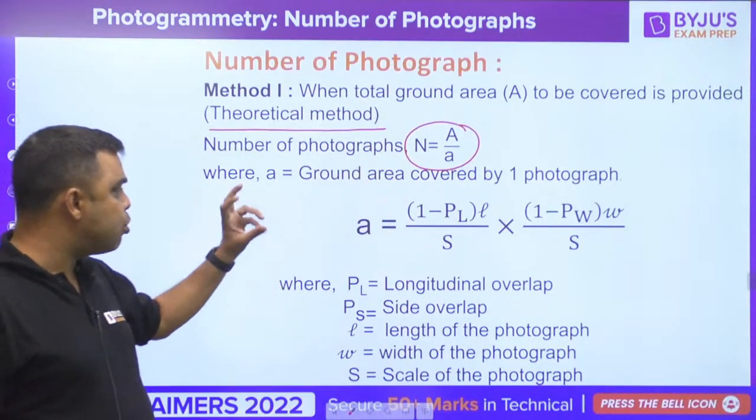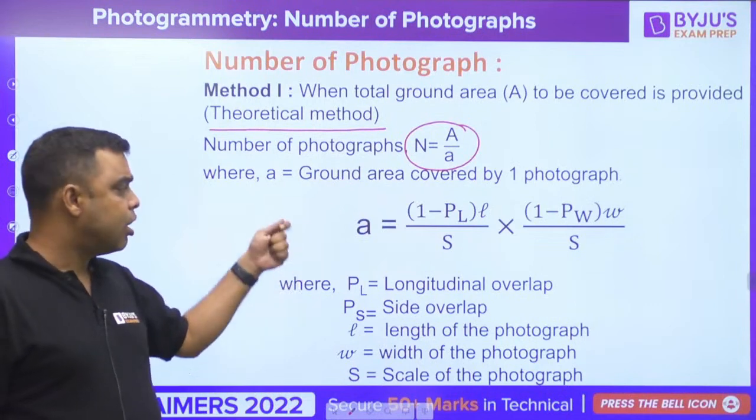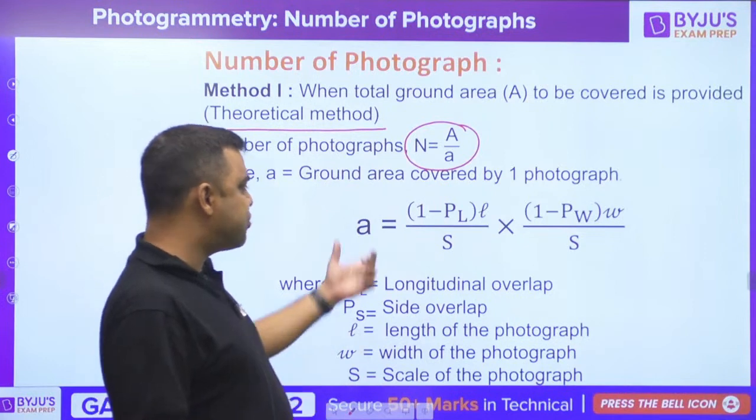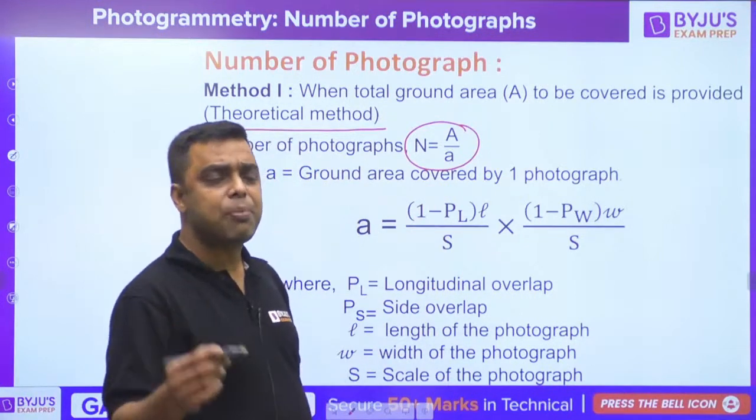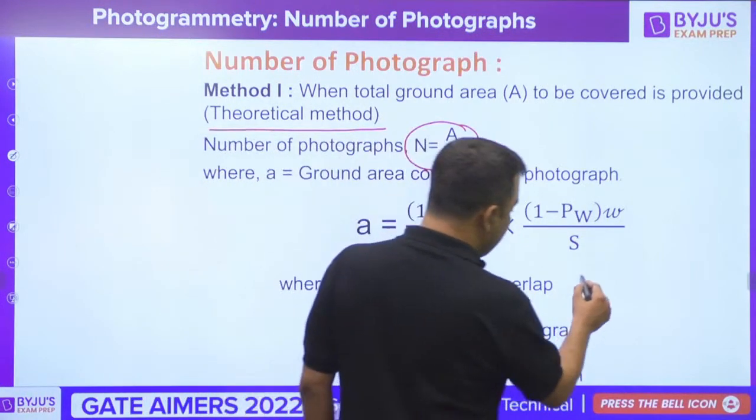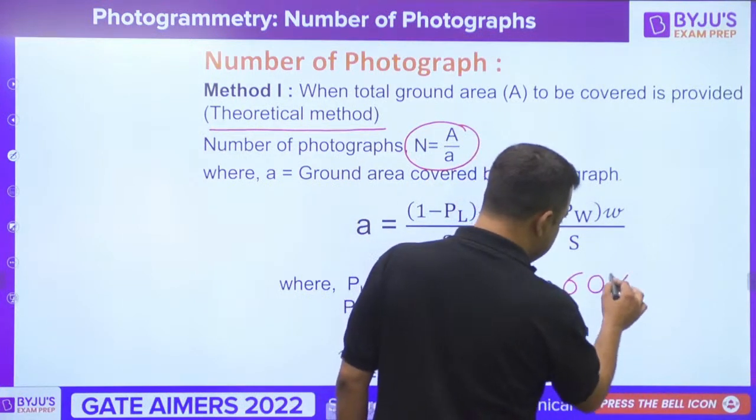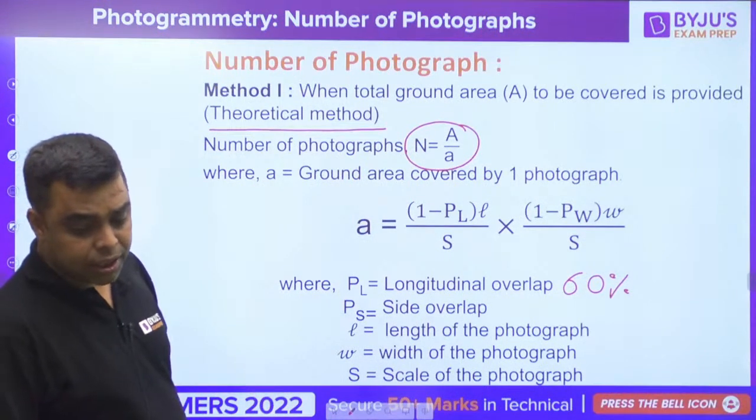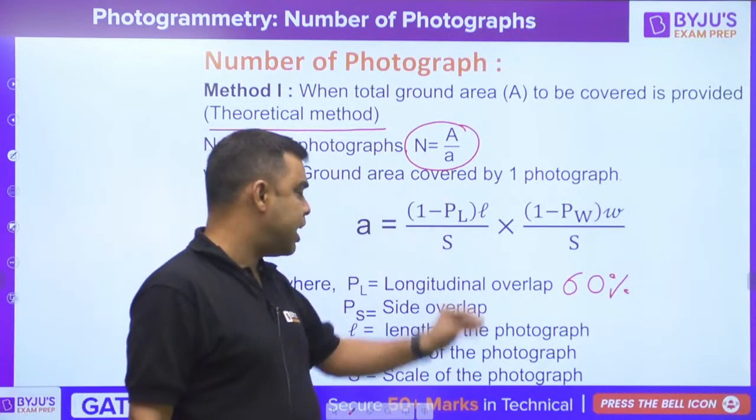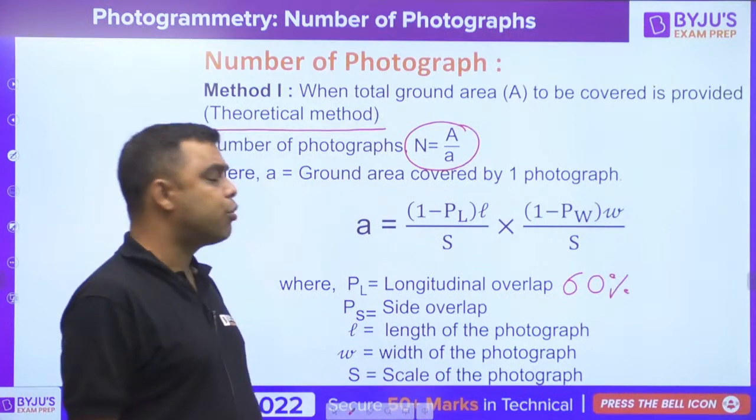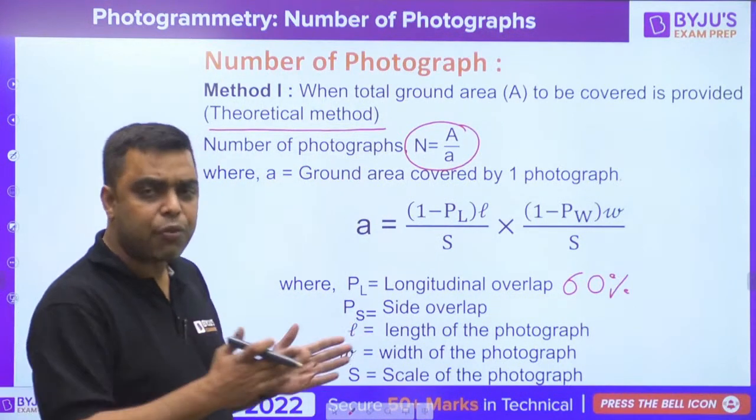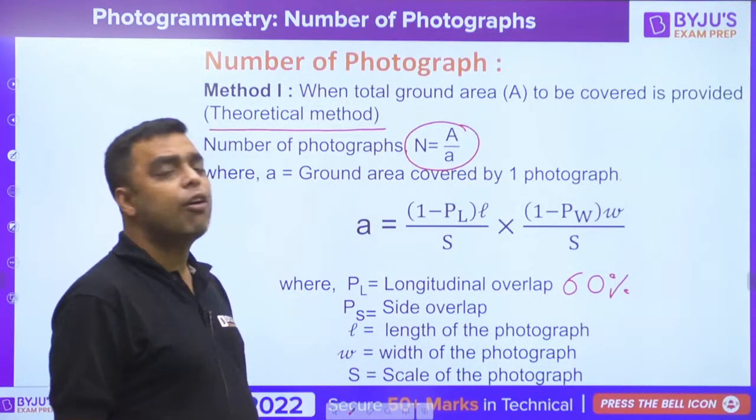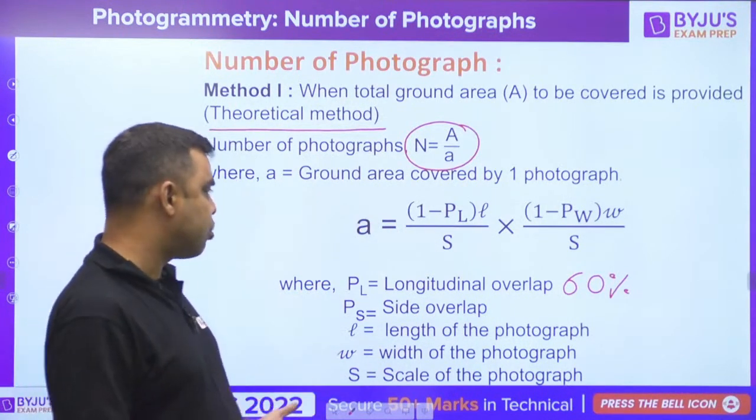Now the question is, how do I calculate that? What is the ground area covered by one photograph? The formula for this is (1 minus PL), where PL is my longitudinal overlap, and the value of this PL is generally 60%, right? After that, small l is my length of the photograph, that is in centimeters, right? And S is my scale of the photograph.